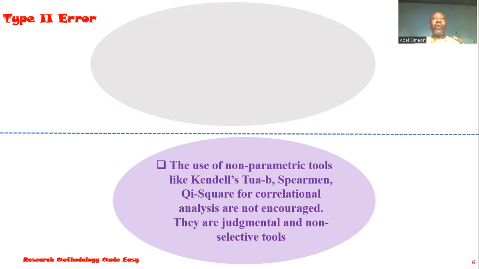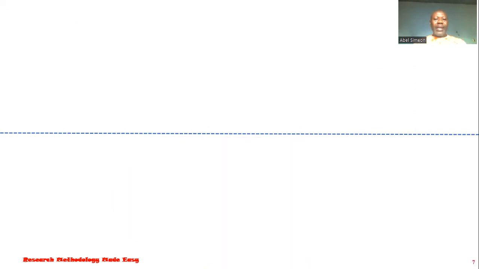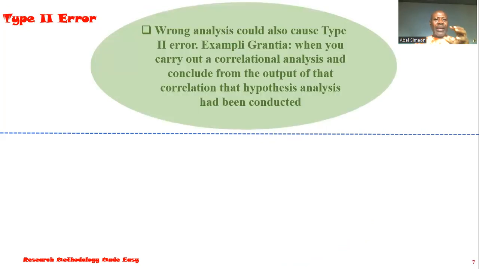Don't use them for work, for analysis where you know you are going to carry out a critical judgment or recommendation. Type 2 error, we are still on type 2 error. Number 2, a wrong analysis could also cause type 2 error. Now you did it right, you used the right parametric tool, but you did the wrong analysis.